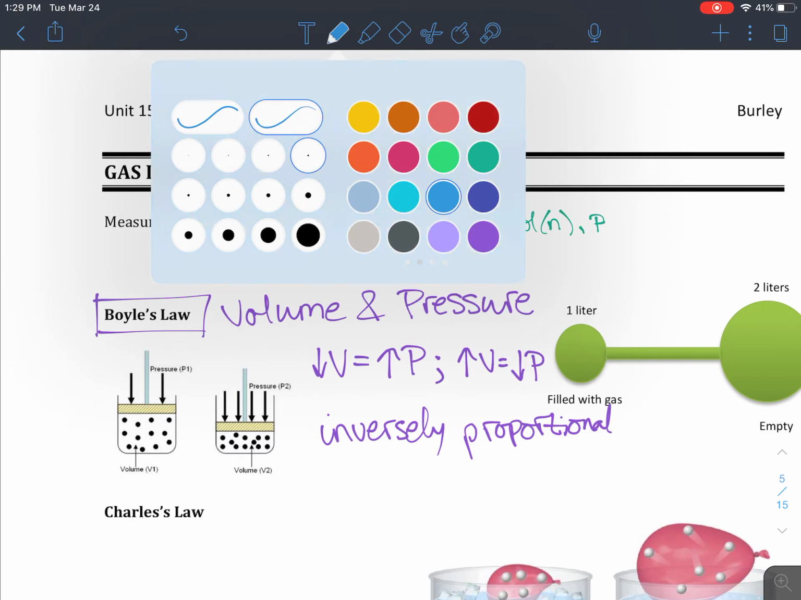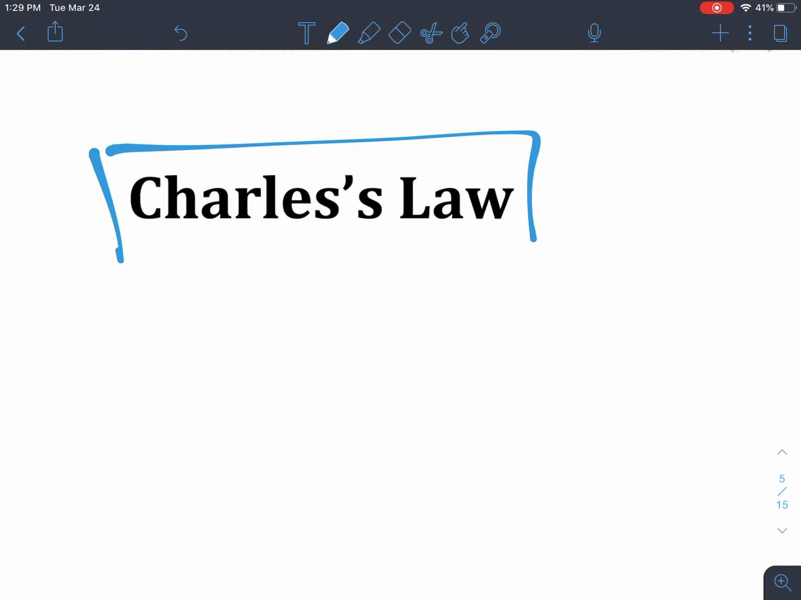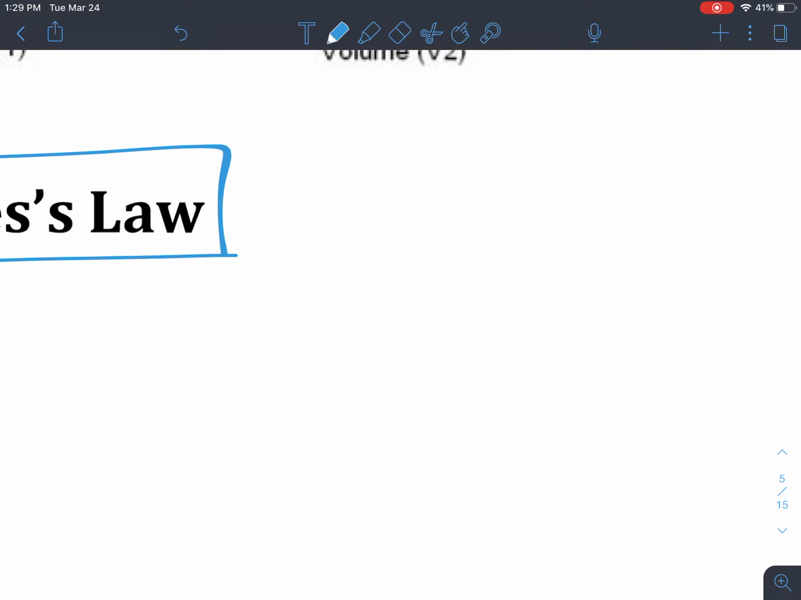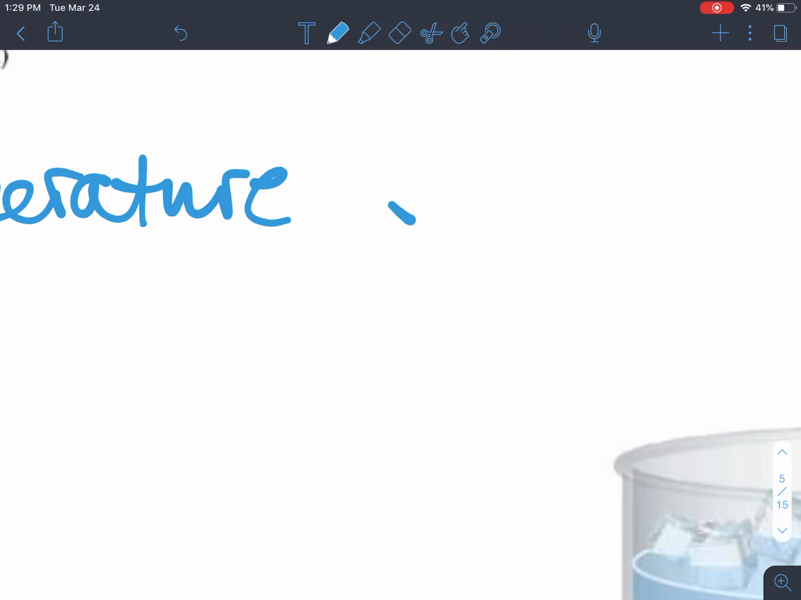The next gas law that we're going to talk about is Charles' law. And Charles studied the relationship between temperature and volume.